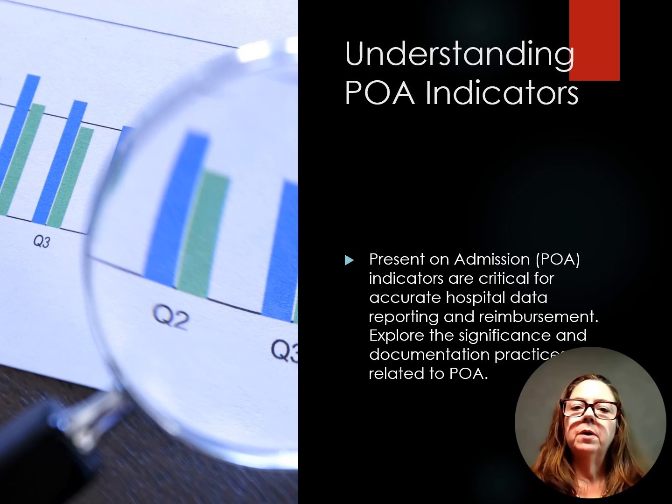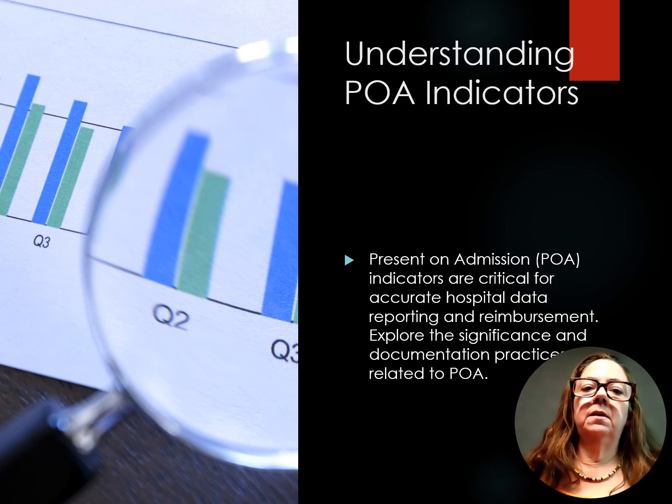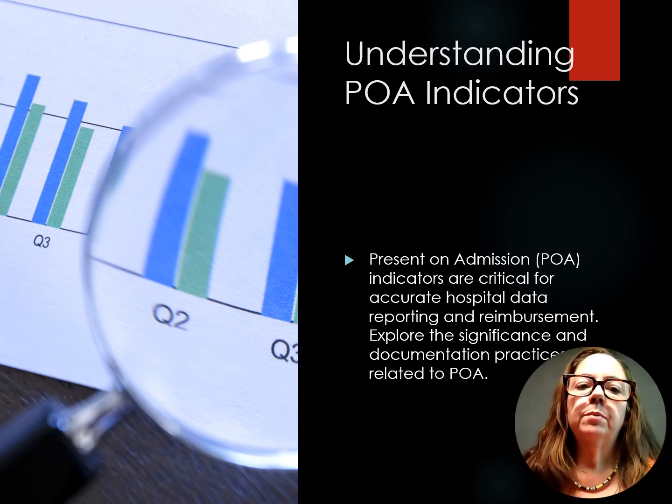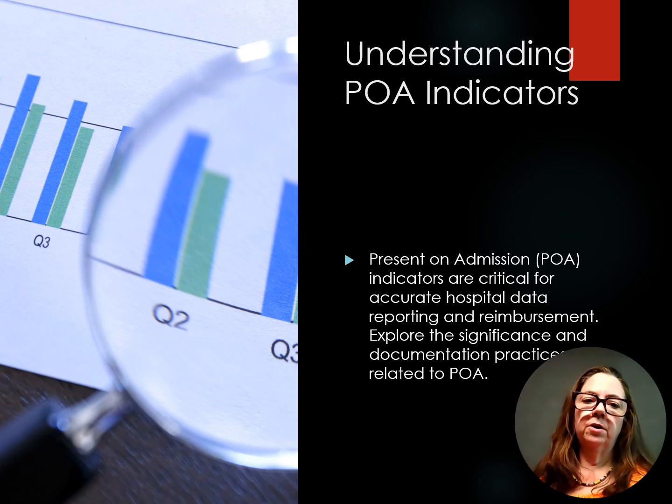Compliance with POA reporting requirements is mandatory under various healthcare policies in the U.S. and possibly in your country, and regulations, including those enforced by the Centers for Medicare and Medicaid Services, or CMS. Accurate documentation ensures compliance and supports statistical data integrity for public health reporting. Understanding and correctly implementing the POA indicators thus plays a pivotal role in healthcare documentation, affecting everything from patient care to regulatory compliance and financial performance.